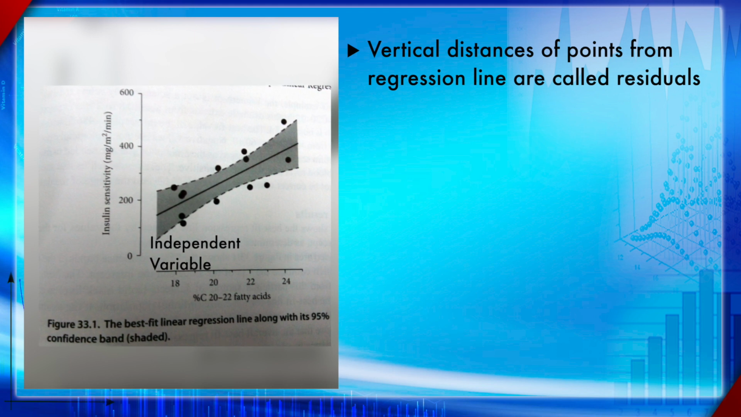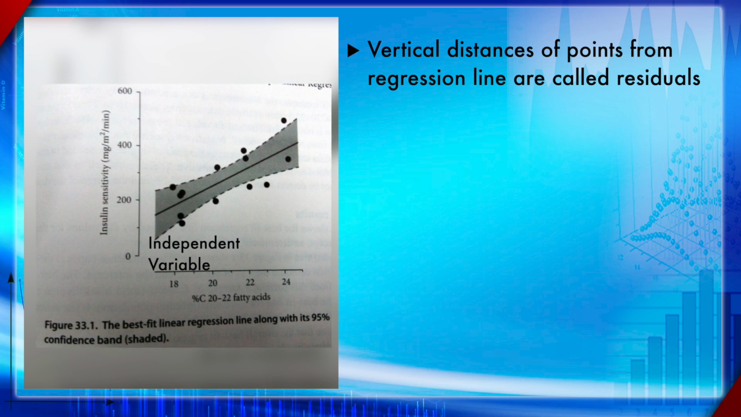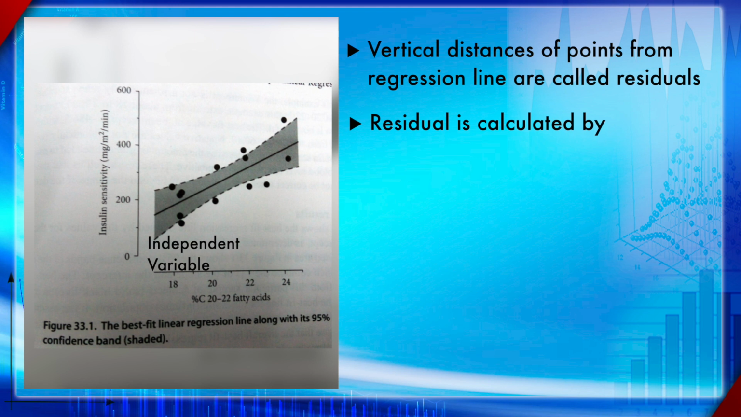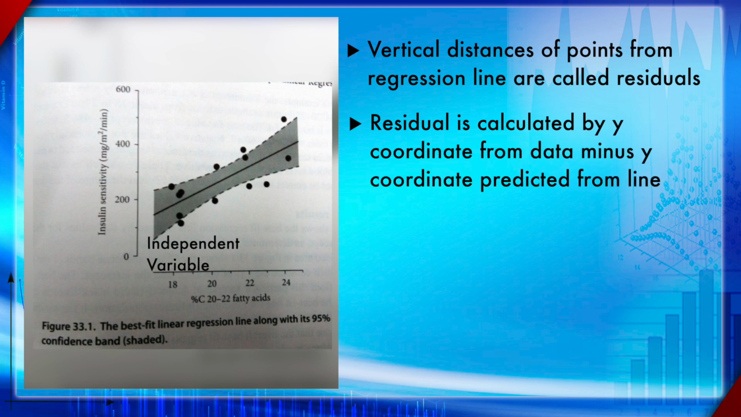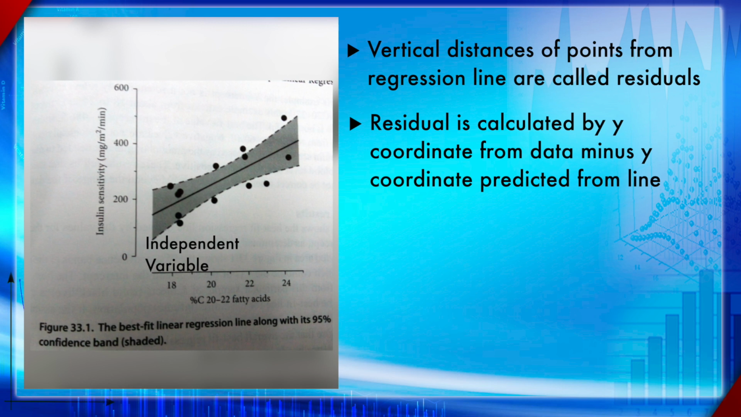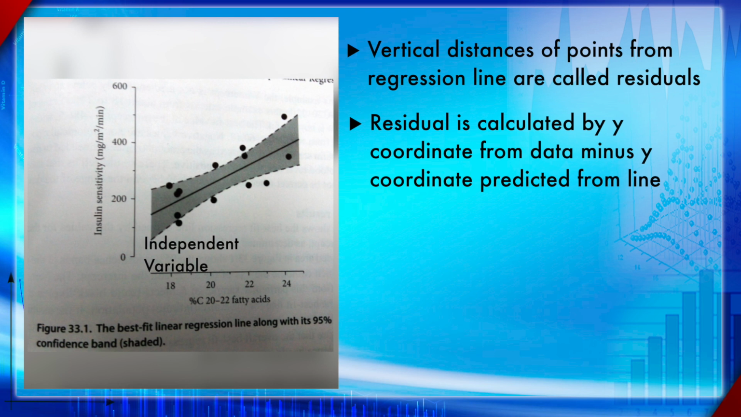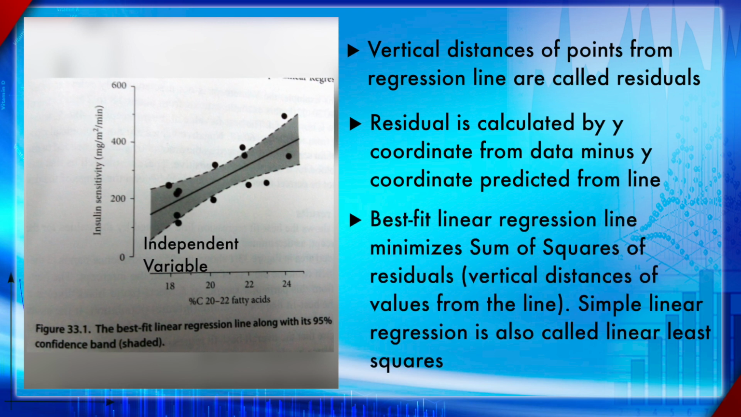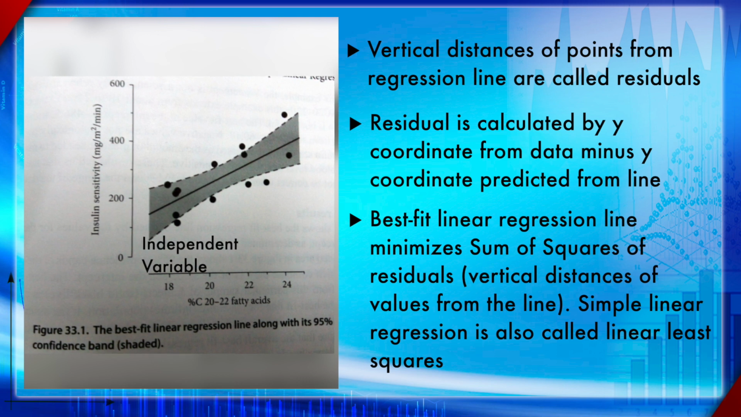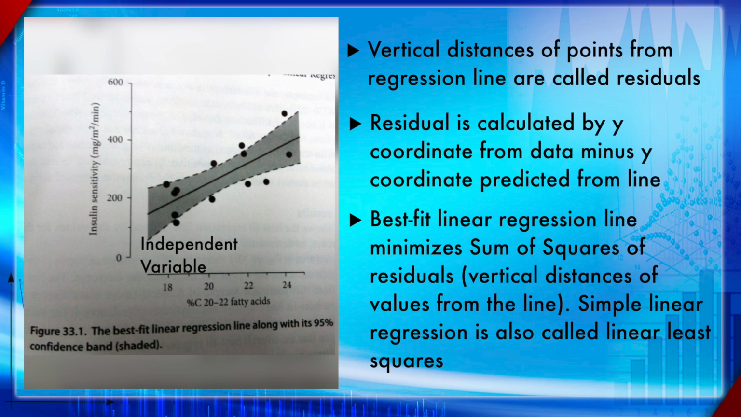In the graphic, residuals are highlighted with red lines. A residual is calculated as the y coordinate from the data minus the y coordinate from the predicted line. This difference is used for calculating the residual. The best fit linear regression line minimizes the sum of squares of the residuals, that is, the vertical distances of the values from the line. Simple linear regression is also known as linear least squares.